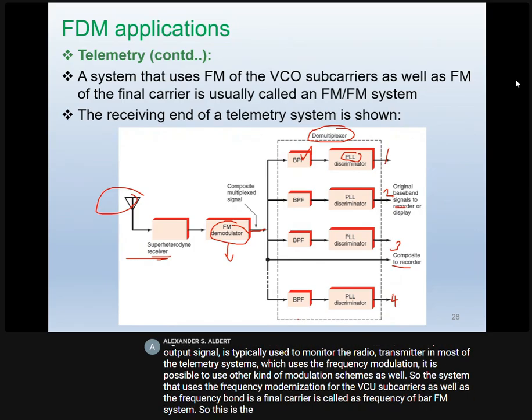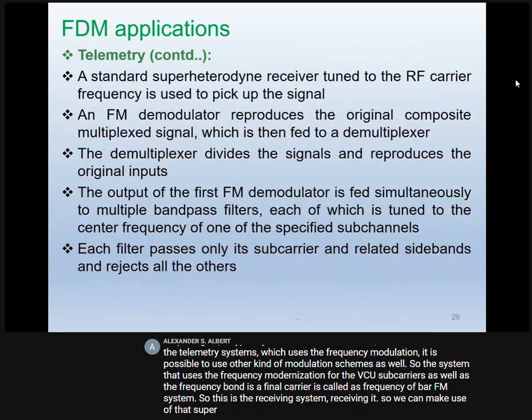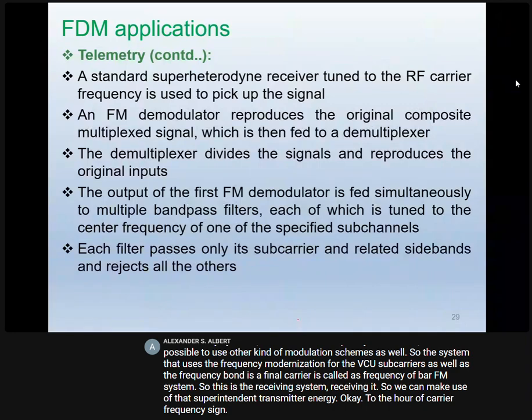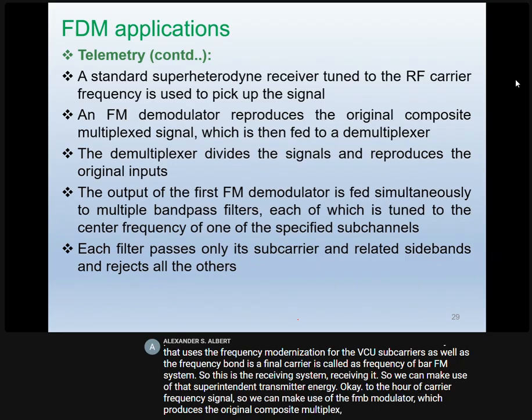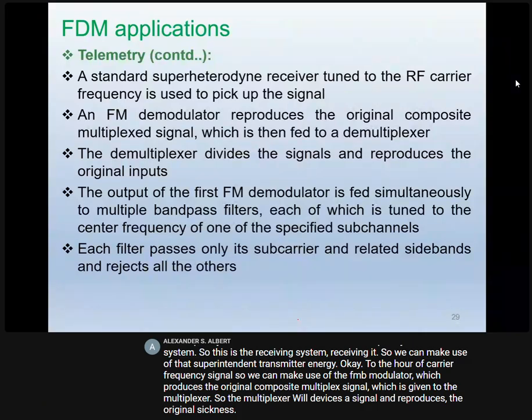This is the receiving system. We can make use of a superheterodyne receiver to convert to the RF carrier frequency signal. We can make use of the FM demodulator, which produces the original composite multiplex signal. It is given to the demultiplexer, which will divide the signal and reproduce the original signals.